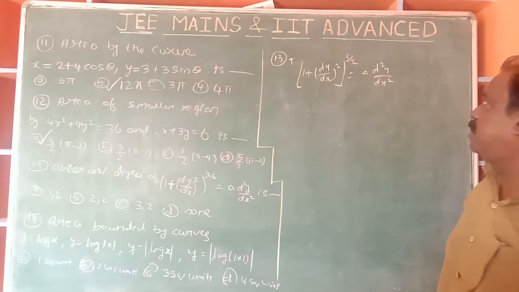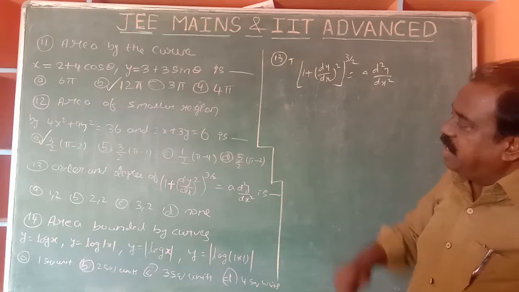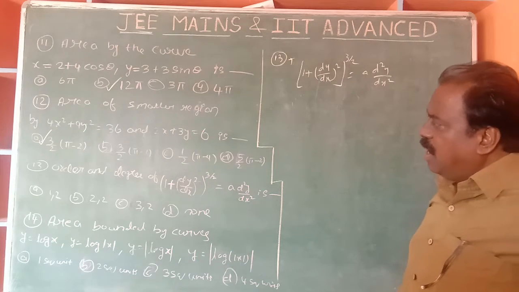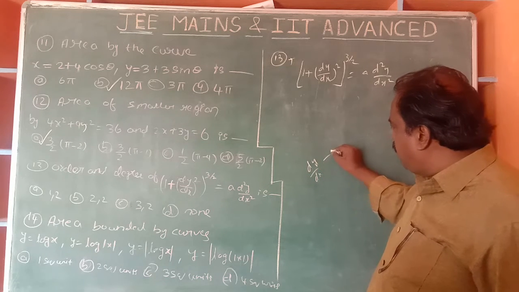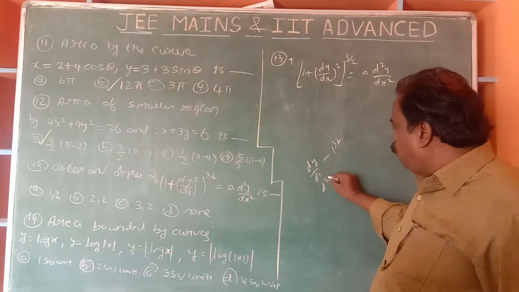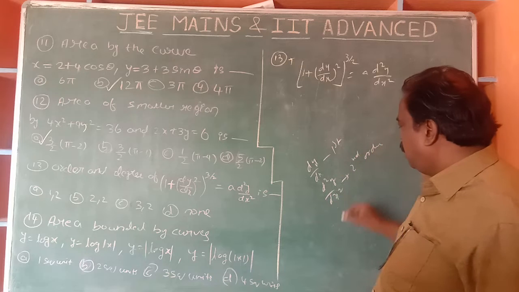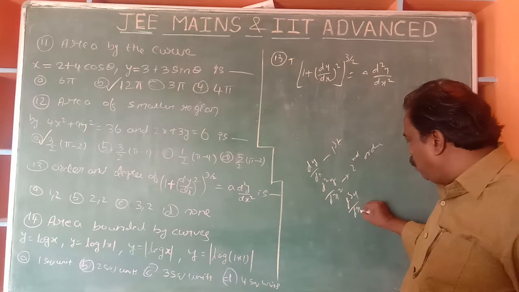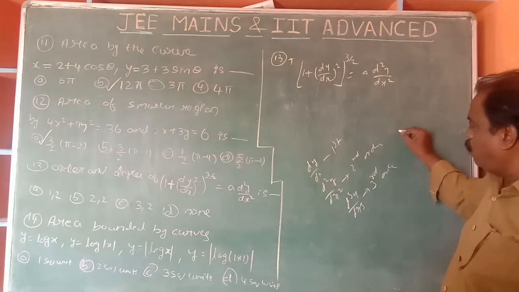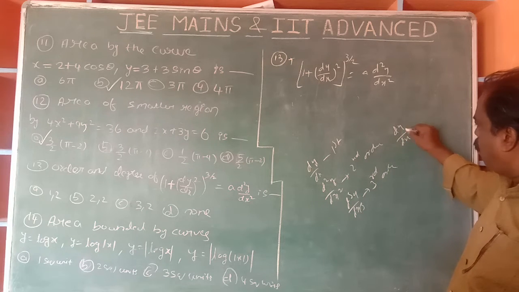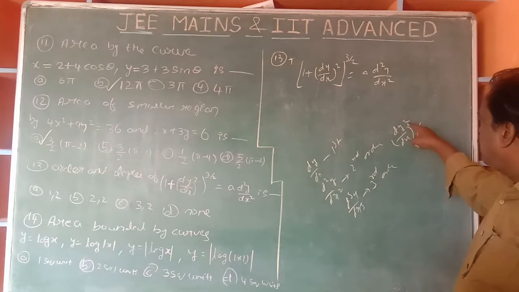A very good concept. Observe. In the DE, the terminology order and degree. Order is very simple: order of derivative. Suppose dy/dx is there, it is the first order. d square y by dx square is there, it is a second order. Suppose d cube y by dx cube is there, it is a third order. But you don't confuse. (dy/dx) whole square means it is not order. It is a degree.